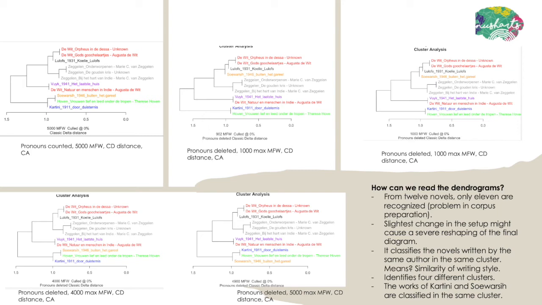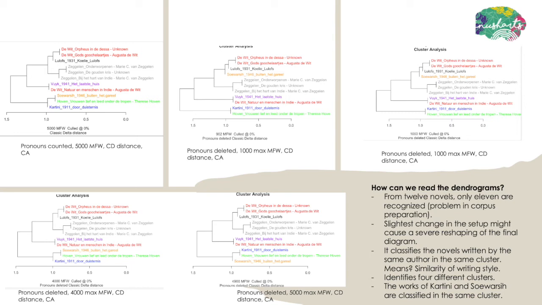In this experiment, I changed the setup 15 times, because even the slightest change in the experiment setup might cause a severe reshaping of the final dendrograms. These dendrograms classify the novels written by the same author in the same cluster, which means that this tool can recognize the similarity of writing style in one author. What is also interesting is that this tool classifies the works of Gardini and Suarzi in the same cluster.